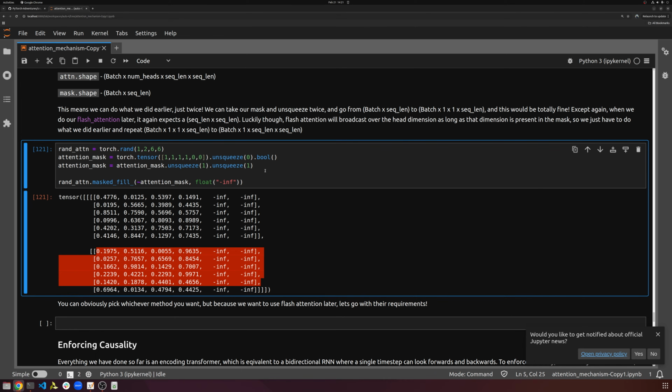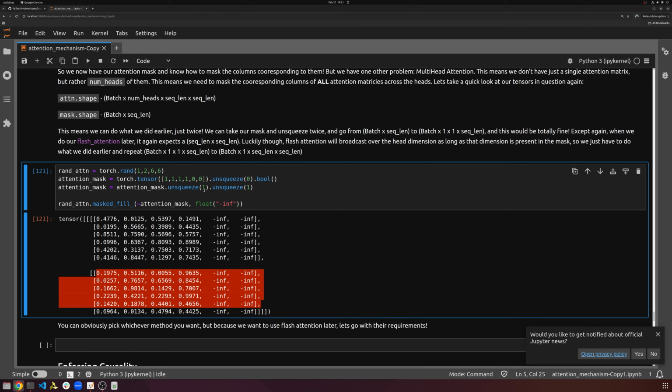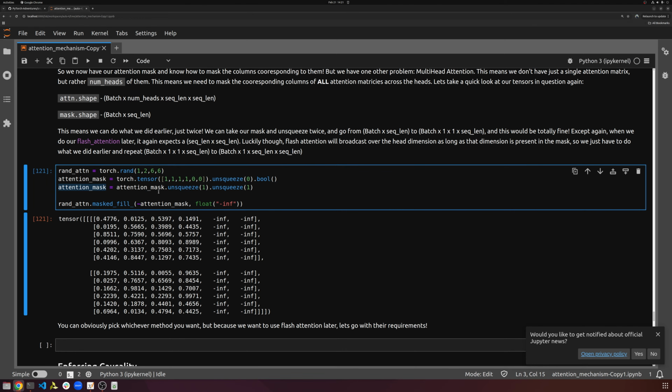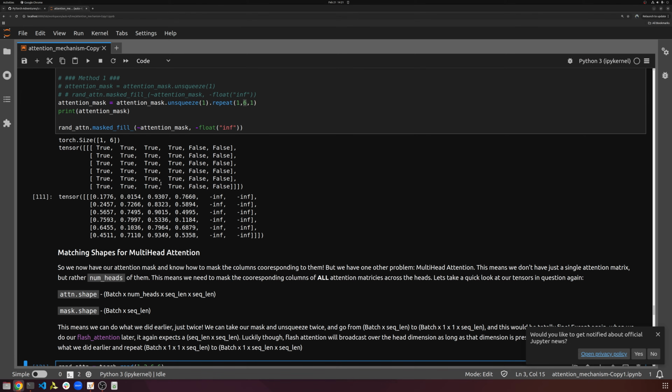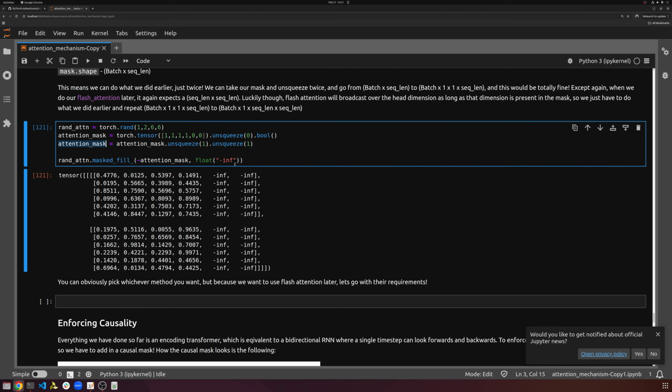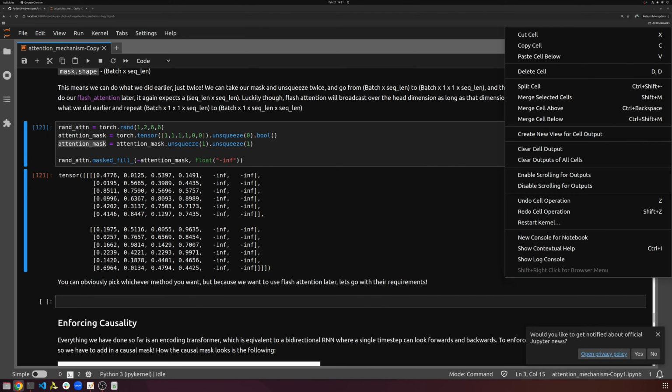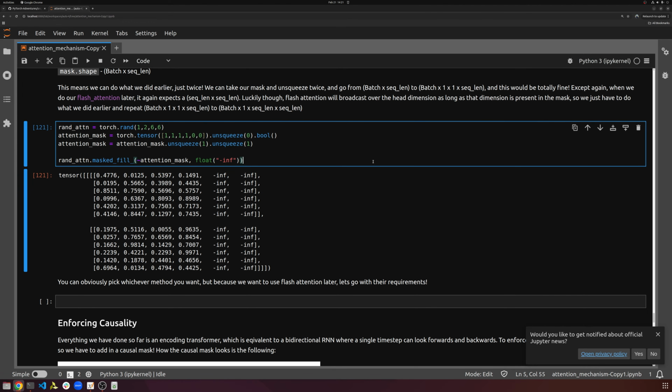Right, so the last method, again, method 2. What if we need to manually create the attention mask? In the case of flash attention in the future, flash attention expects the attention mask to be in the same shape as everything else. I think flash attention will broadcast over the head dimension by itself, but it needs that sequence by sequence. So what we're going to do is attention mask is equal to attention mask dot repeat.